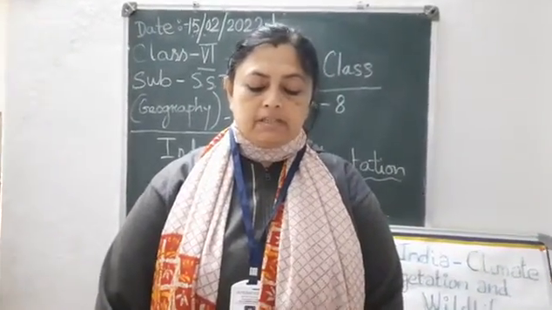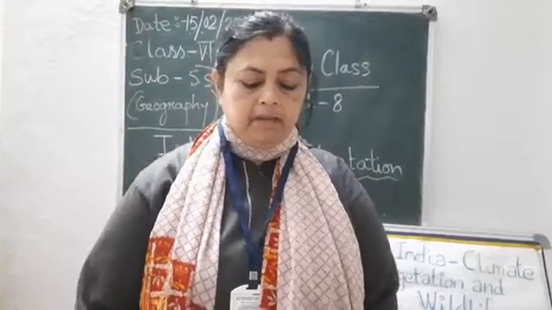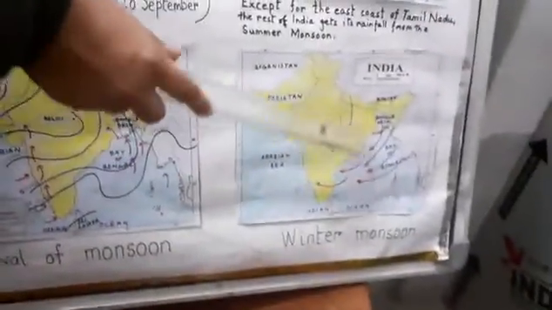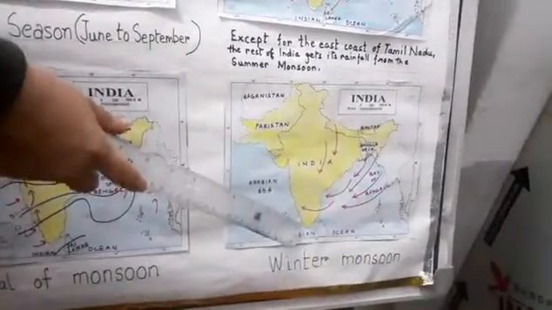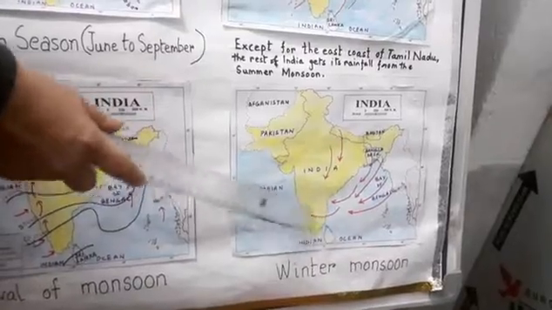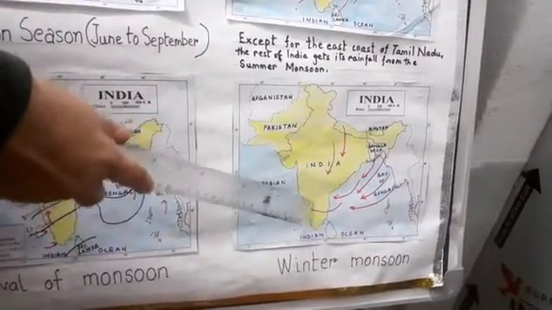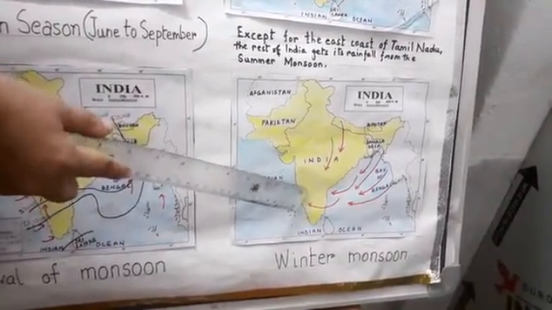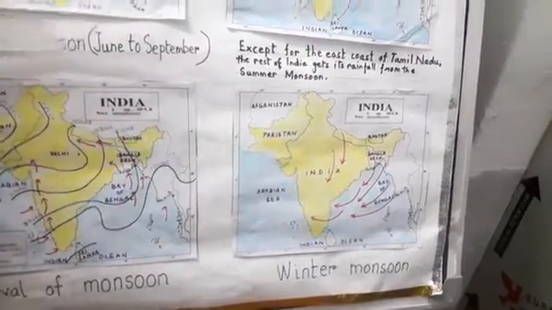The southern parts of India, particularly Tamil Nadu and Andhra Pradesh, receive rainfall in this season. Look at this map again. When the monsoon winds are retreating, going back, at that time over here you see they are shedding moisture. That is why places like Tamil Nadu and Andhra Pradesh get rainfall.